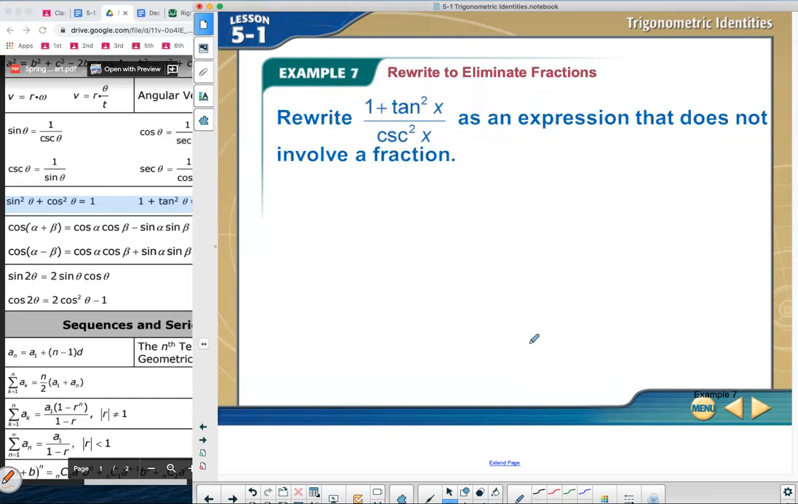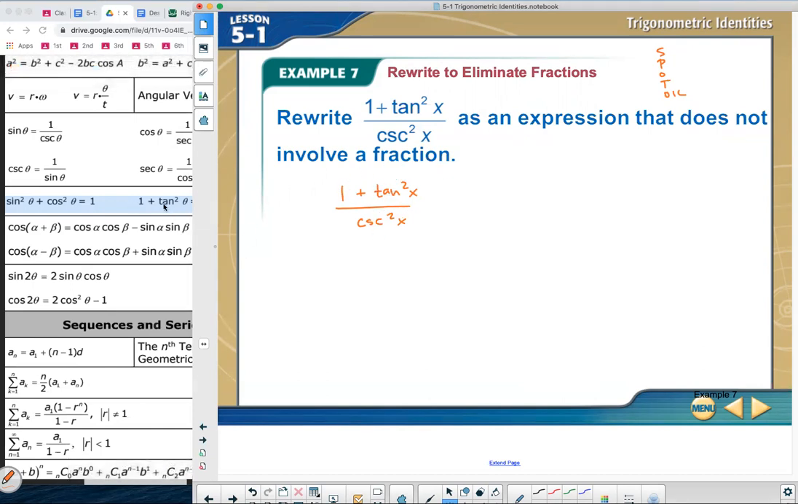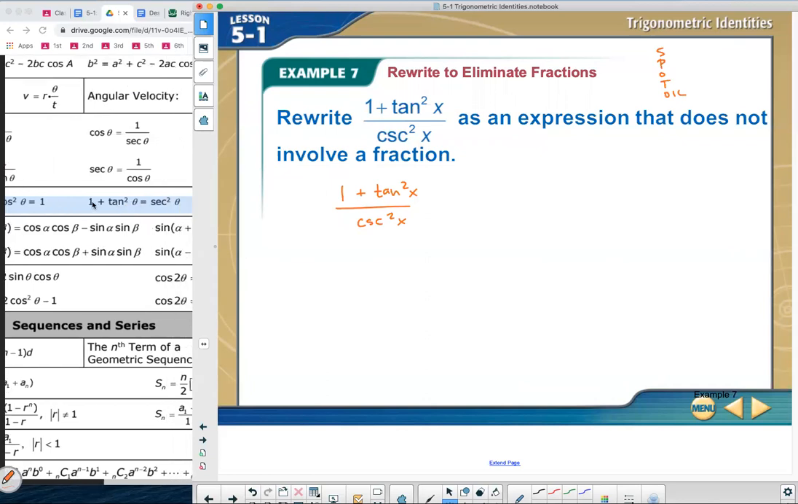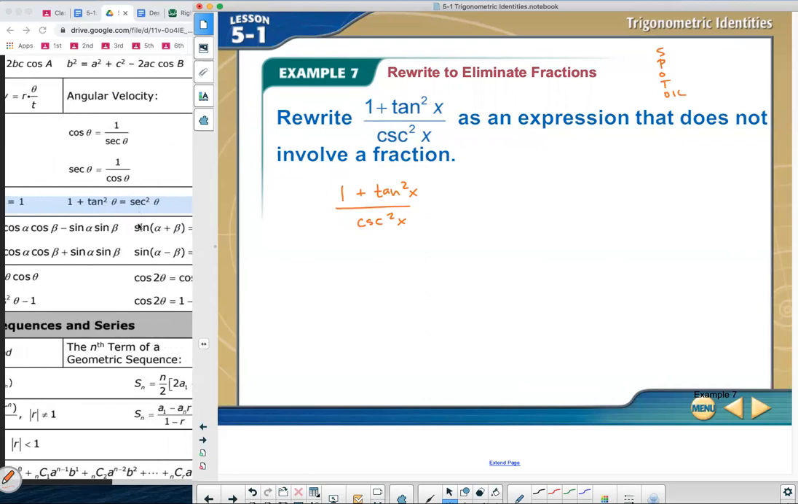All right, example 7 says rewrite 1 plus tangent squared x over cosecant squared as an expression that does not involve the fraction. All right, so let's do this. So we have 1 plus tangent squared x over cosecant squared x, and I want to follow spot OIL. So the first thing I'm going to check for is, it looks like I have a 1 squared. I would say simplify, but nothing simplifies. I have 1 plus tangent squared. I check my formula chart, and I notice right here, we have 1 plus tangent squared. That's equal to secant squared.